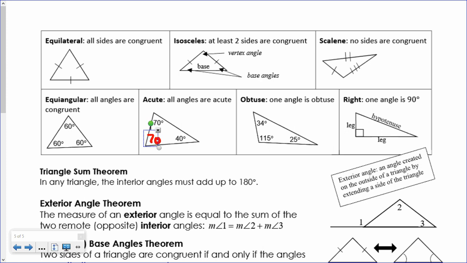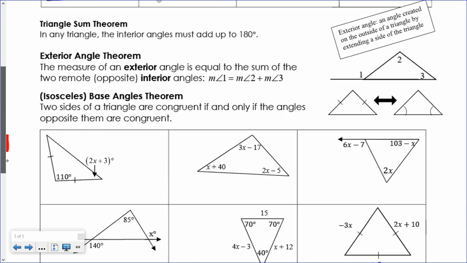And then a right triangle, you guys know hypotenuse, right? Okay, so you have your two legs and your hypotenuse. Hypotenuse is whatever side of the right triangle is across from the right angle.